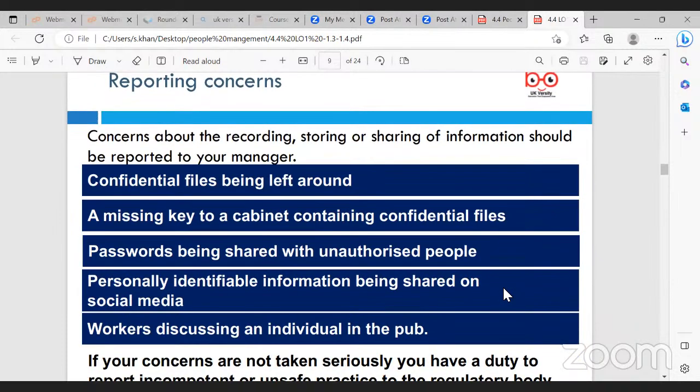Reporting concerns. Concerns about the recording, storing or sharing of information should be reported to your manager. Examples include confidential files being left around, a missing key to the cabinet containing confidential files, passwords being shared with unauthorized persons, personally identifiable information being shared on social media, and workers discussing an individual in the pub.